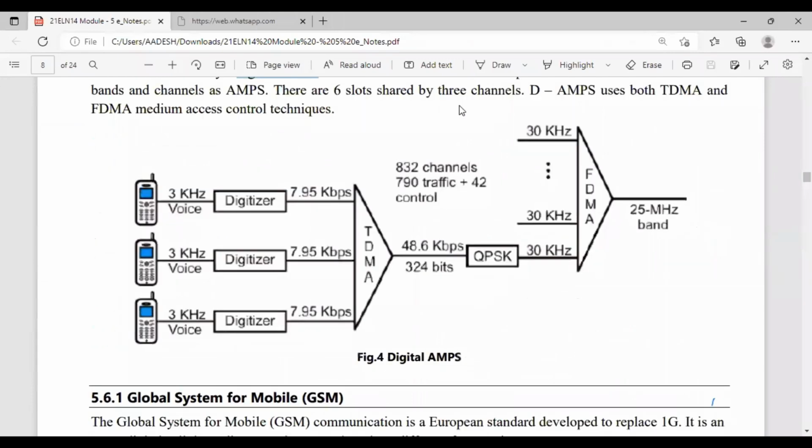So here you can see it uses two techniques. One is TDMA and FDMA. Using these two techniques, we can see how the different users are allocated with the channels. Okay, so this is a digital AMPS. So here a digitizer is there, and here we have different modulation techniques.